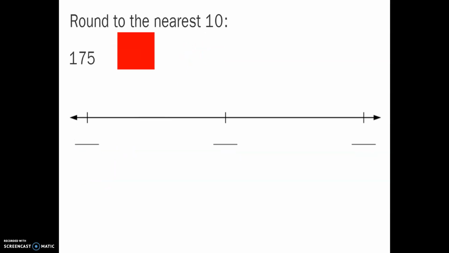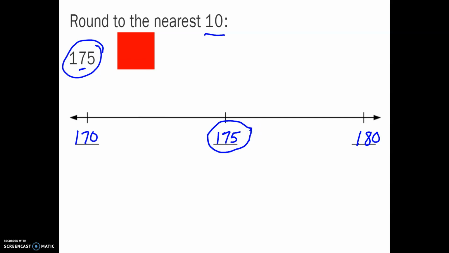Going to skip a couple. I want to do this one. So 175 to the nearest 10. Well, it's between 170 and 180. The halfway number is 175. So anytime the number that you're rounding matches the halfway number, then we're going to round up. So this would round to 180.